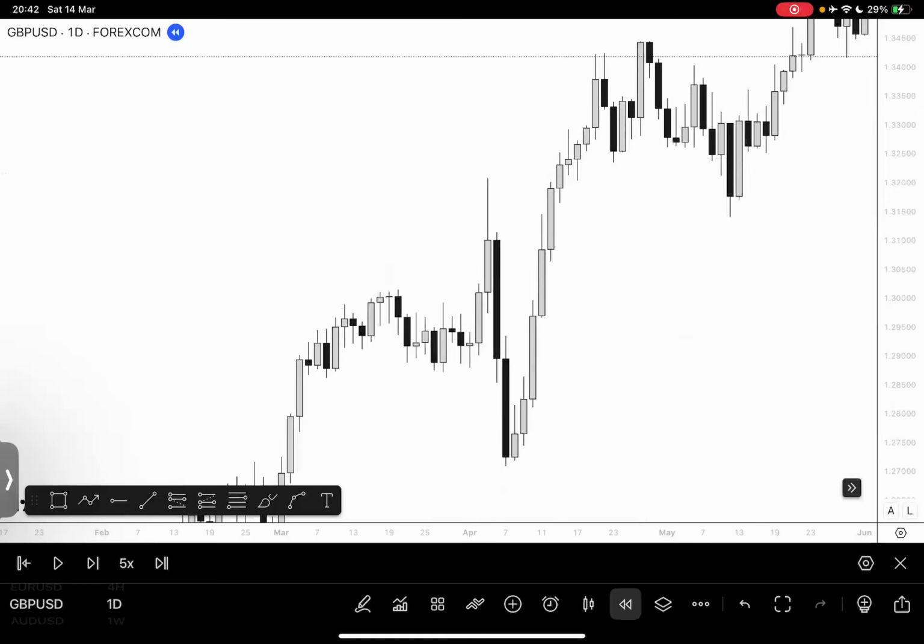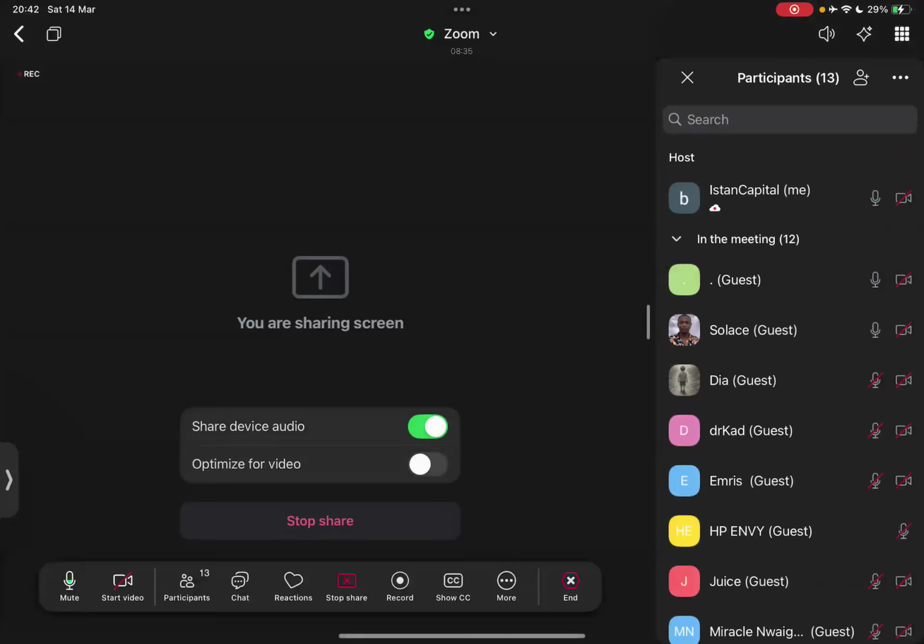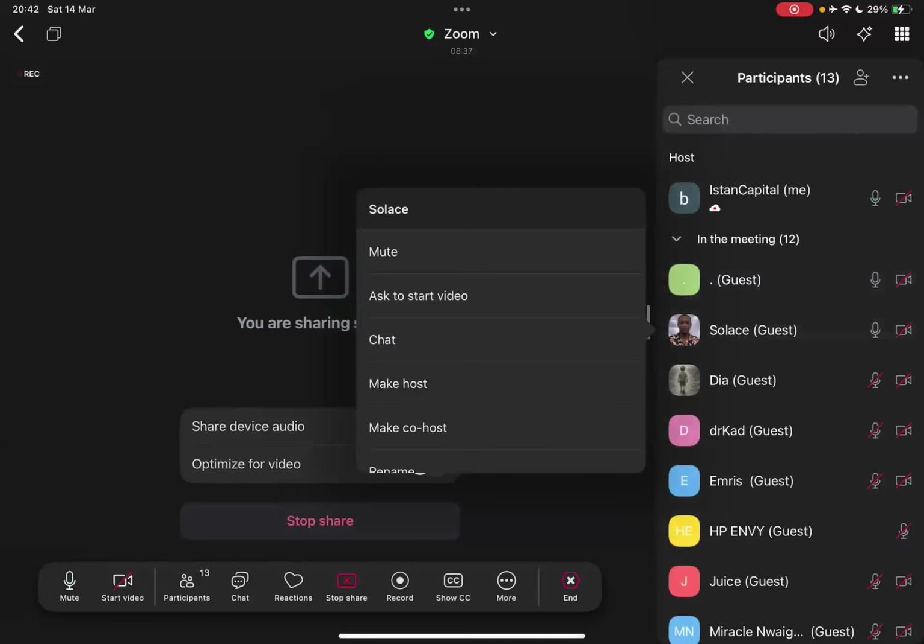And you can trade different pairs with this trading pattern. You just have to see it. Once you see it, you're coming in.